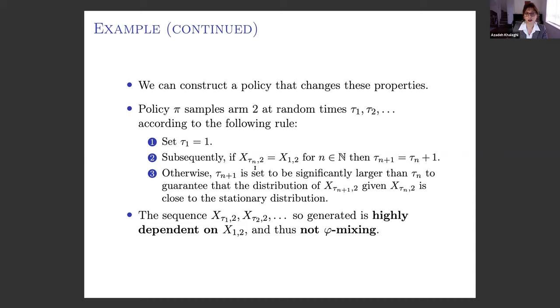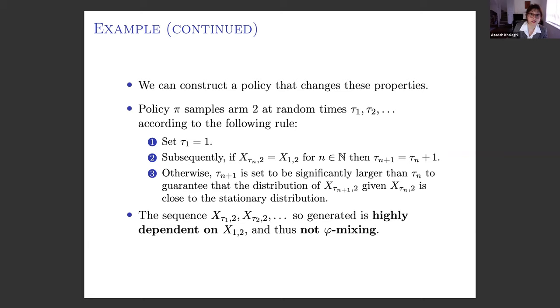Now, I will stick with arm two if the next observation is equal to what I observed at time one, so x sub one and two. If it's not equal, then I will sample arm one, which is basically all zeros anyway, it doesn't matter. I will continue to sample it until enough time has passed that the distribution has become close to the stationary distribution. Then I will continue doing this. Because of the way this policy is defined, I'm ending up with a highly dependent sequence of random variables.